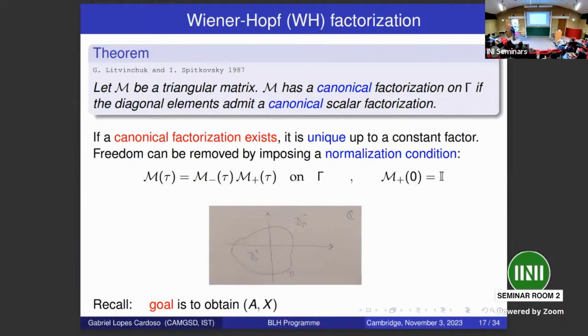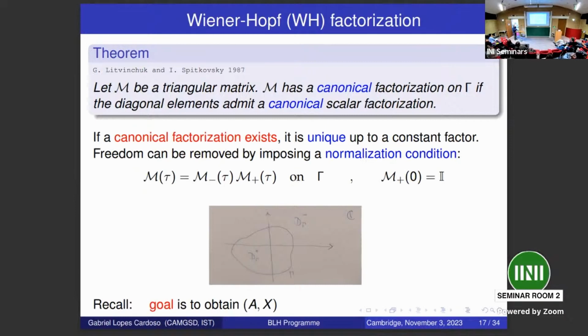So there is this theorem here, which says that if M, the matrix I give you on the contour, is a triangular matrix, then it will have a canonical factorization if the diagonal elements admit a canonical factorization. All right, so that's the theorem you have at the moment. I'll come back to that theorem later. But now let me proceed.